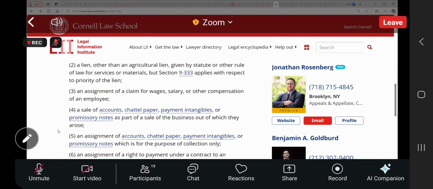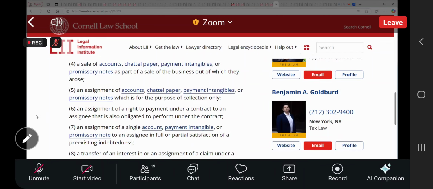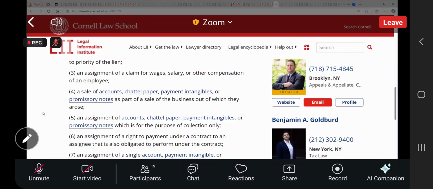You can't sell me payment intangibles, chattel paper, accounts. It doesn't apply. 5, an assignment of accounts, chattel paper, payment intangibles, or promissory note. So again, do not put an assignment on a promissory note. Some people have said we're going to file UCCs on the promissory note. No. You don't need to do that. The promissory note is already what it is.